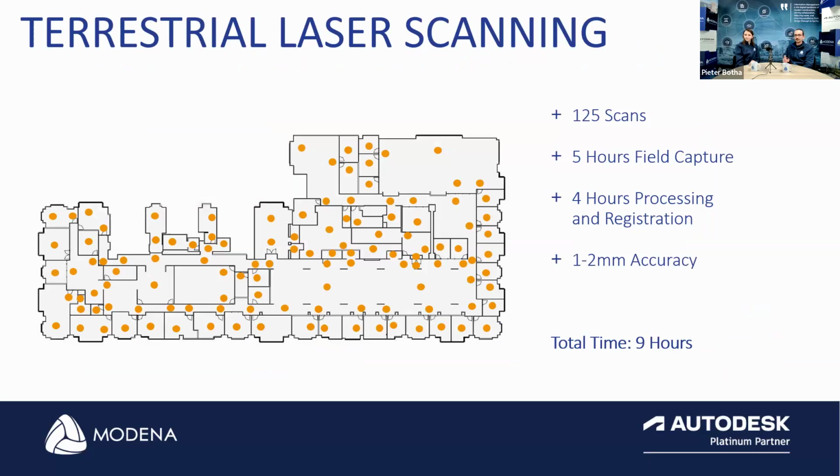Here's a little test with the traditional scanner versus the Orbis scanner, scanning the same site. On this one, you will see that 125 scans were done. The flash technology was utilized in this space as well. So it only took us 5 hours to scan the space with a 4-hour processing and registration. And then we got an accuracy of about 1 to 2 millimeters. And all of that was completed within 9 hours.